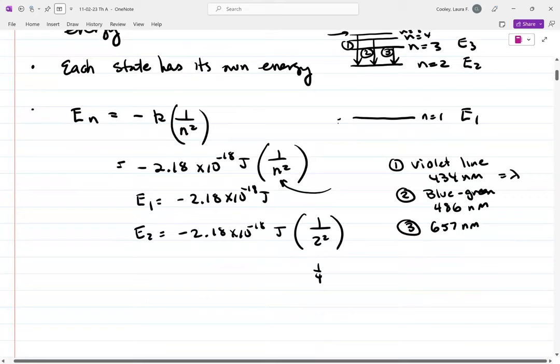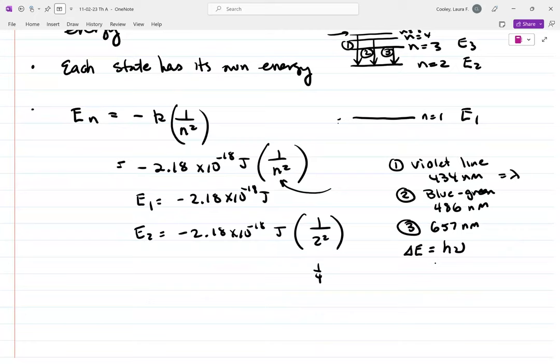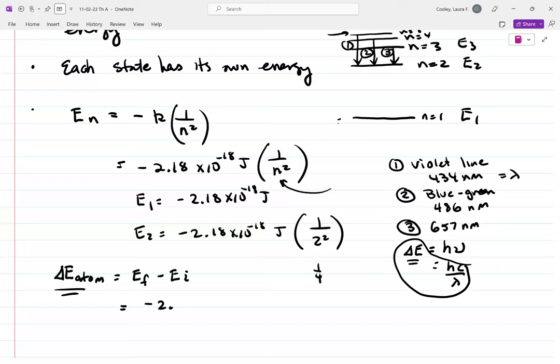And you know how delta E is h nu, nu is the frequency, or hc over lambda. So he figured out what the delta E should be for these three different transitions based on the wavelength, and it exactly matched what he got from his formula. So this is a formula for the energy of the nth level. You could find the energy of a transition by taking the energy of the final minus the energy of the initial, and you get this equation. It's just 1/nF² minus 1/ni² in the parentheses.